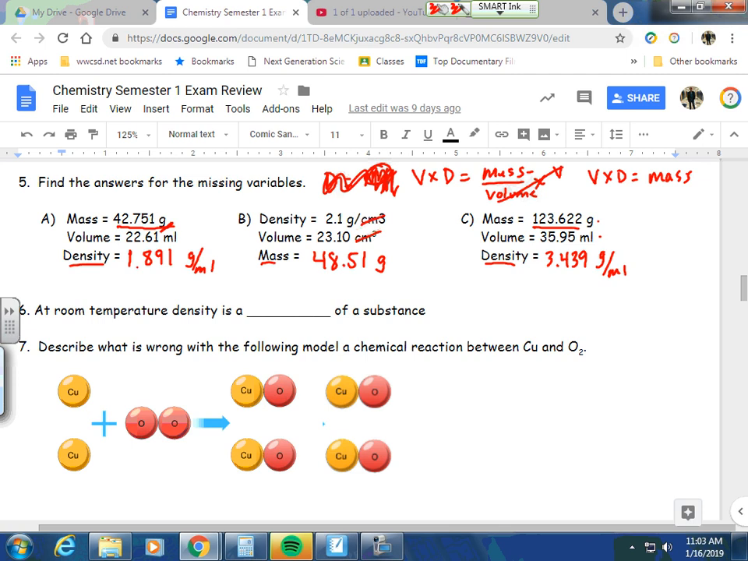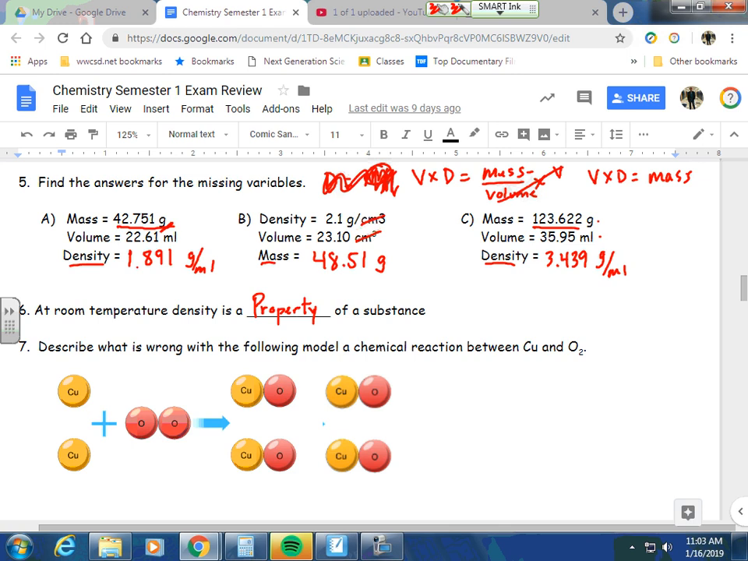And with number 6, density is a property of a substance. So it's something specific to a substance. It's something that helps us identify the substance. So I can't use, like, the mass. Hey, look, it's 25 grams. It must be nickel. Because I could have all sorts of different masses of nickel.